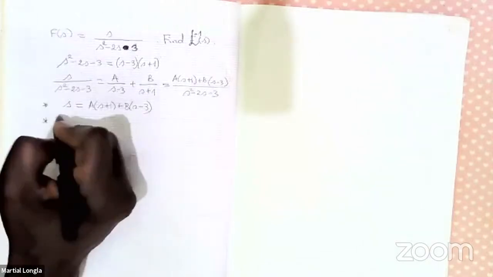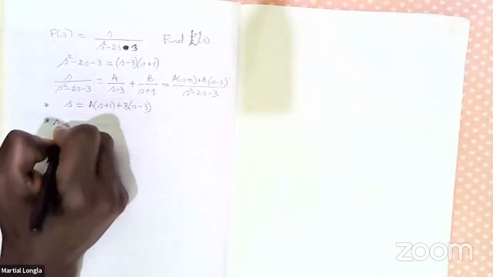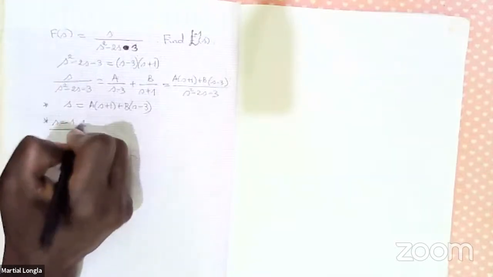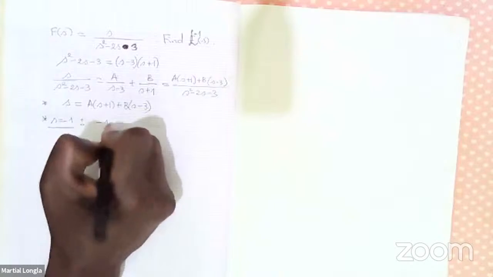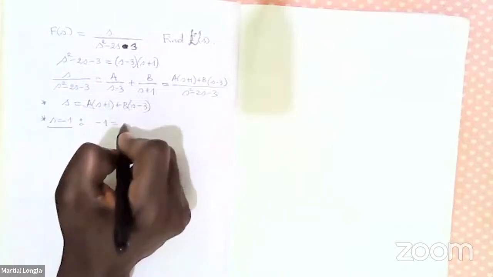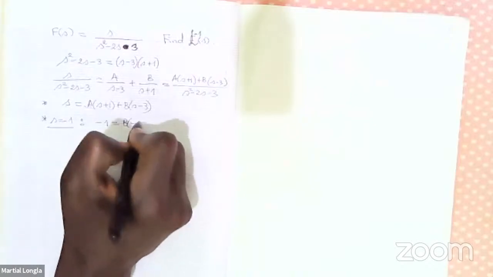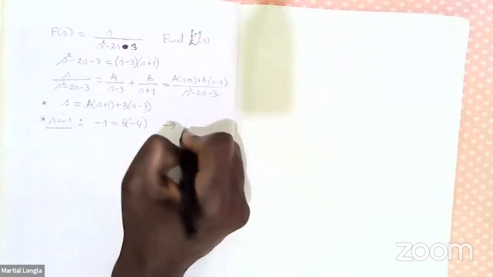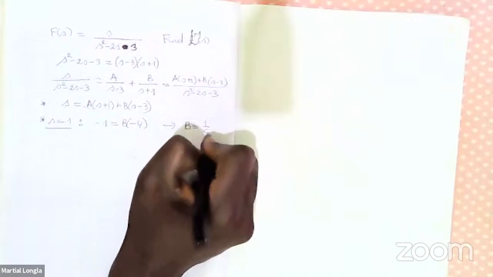-1 and 3. Correct. So that's -1 and 3. So you plug in s equal -1. So the left is -1 equals a. Here, this becomes a 0. And so you get b times -4. So you get b equals 1/4 right away.